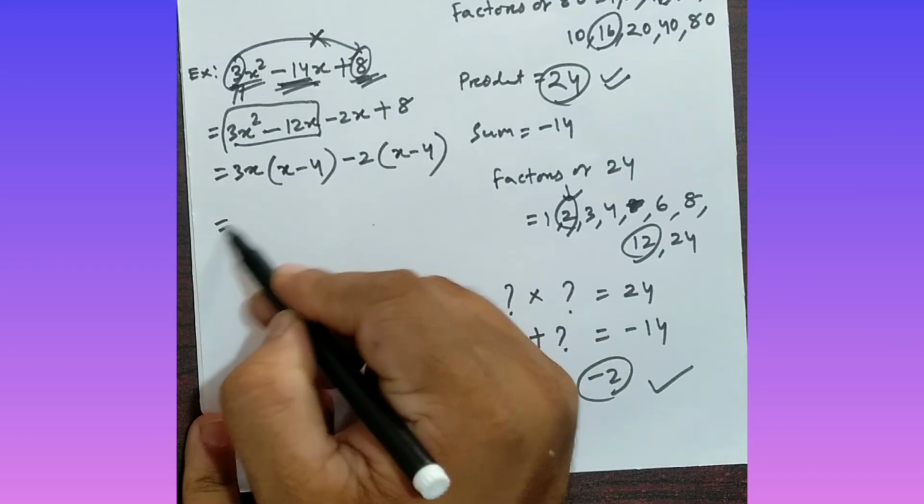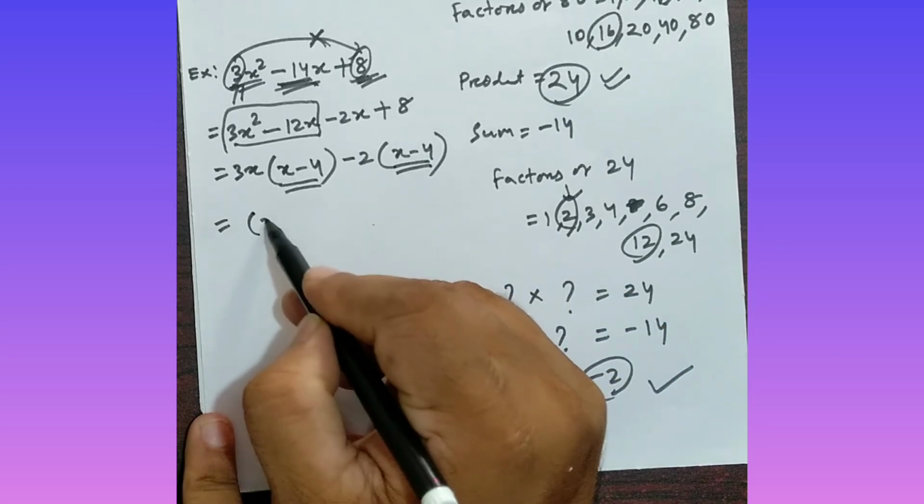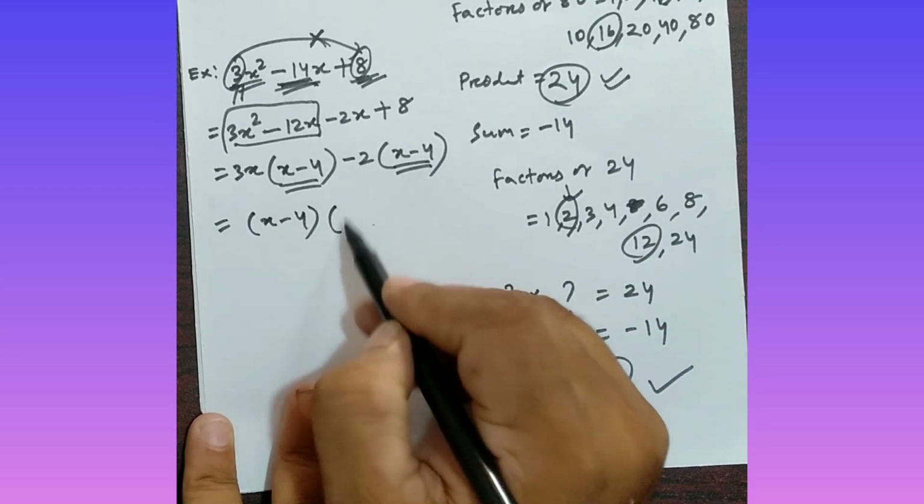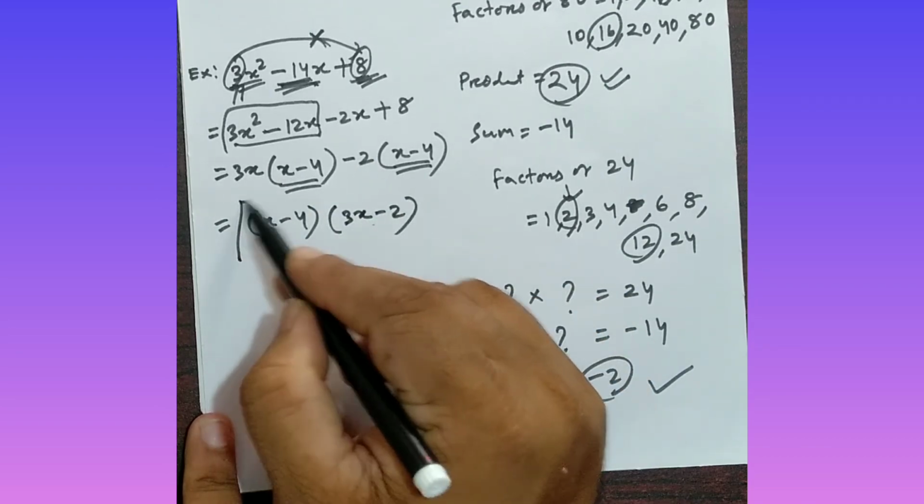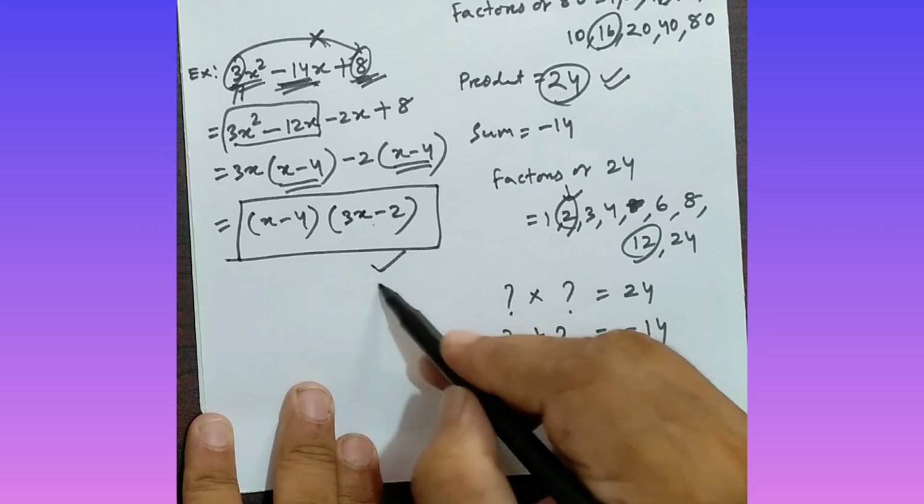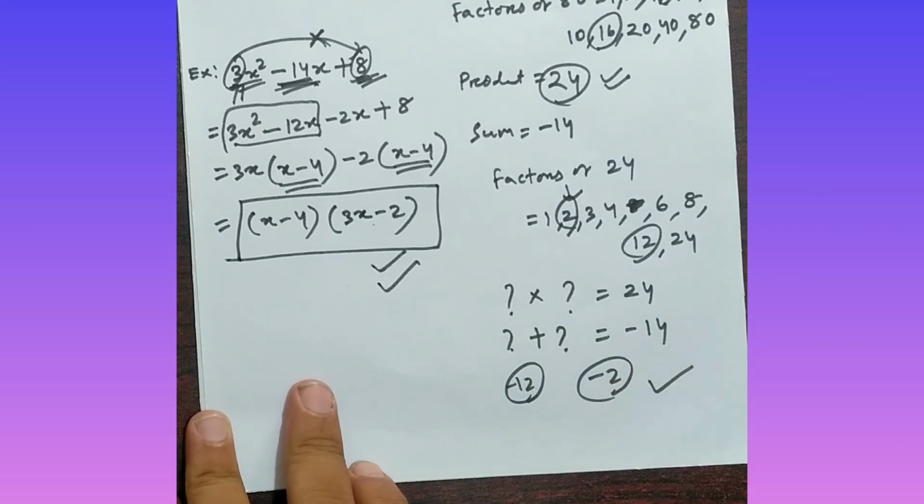Then again look here, x minus 4 is common. Take it out on the left side, so x minus 4, and the rest is 3x minus 2. So this is your answer, factorization of the polynomial by splitting the middle term. In this way, whatever polynomial is given, if the question asks how to factorize it, the best method is splitting the middle term. You have to solve it in this way. Okay students, thank you.